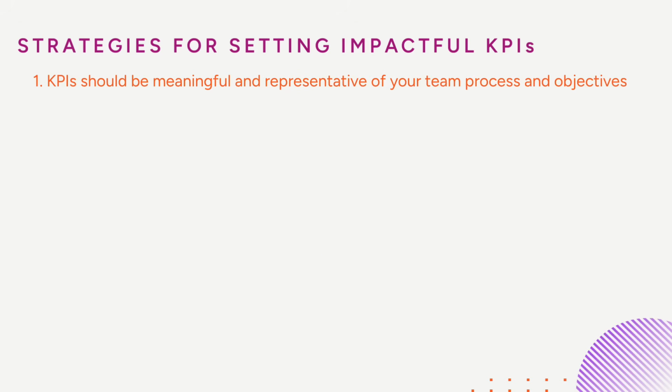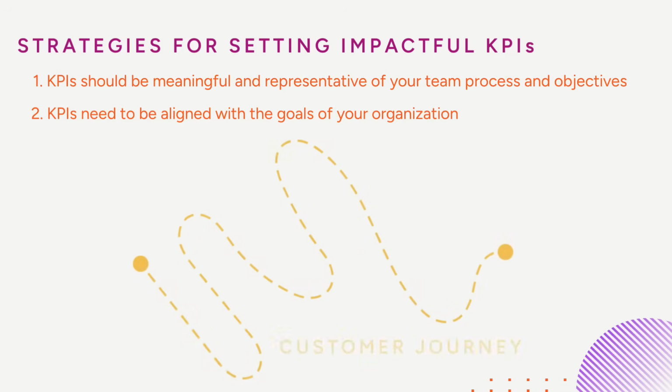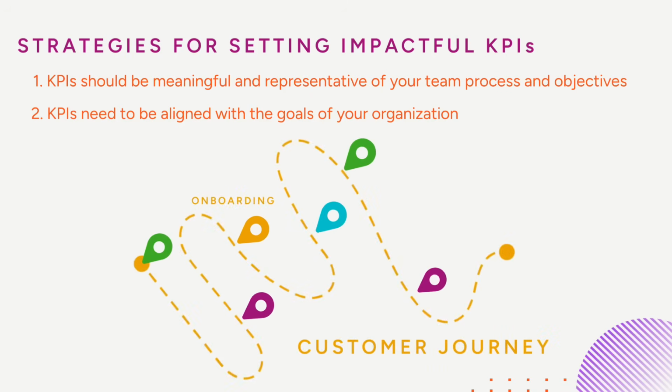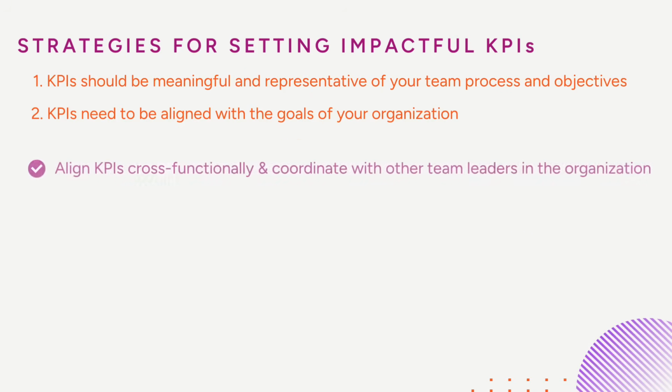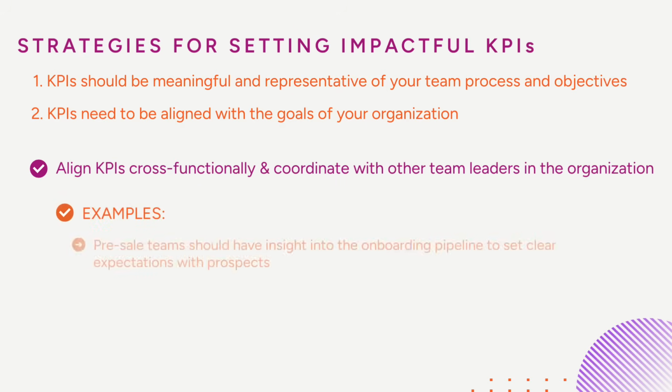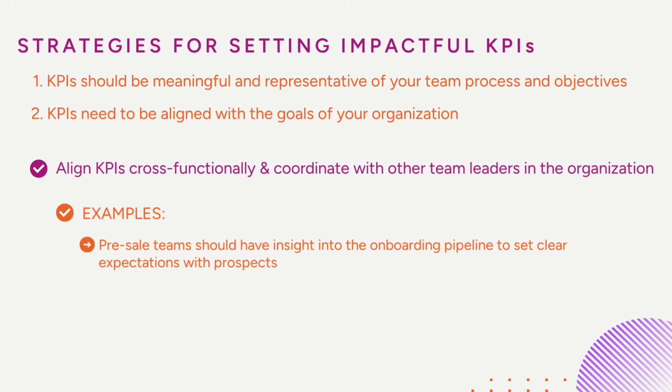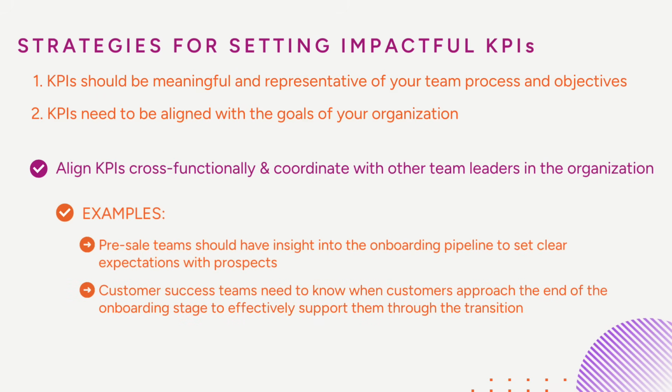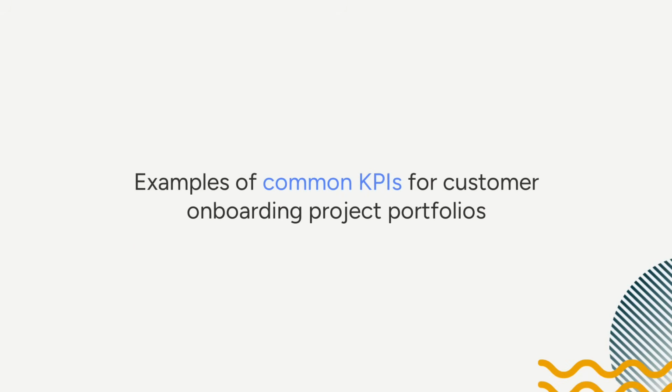The next general strategy is that KPIs need to be aligned with the goals of your organization. After all, customer onboarding is one of many pieces of the larger customer journey. This means that your KPIs need to be cross-functionally coordinated and meaningful to other team leaders within the organization. For example, the pre-sale teams should have insight into the onboarding pipeline to set clear expectations with prospects. Meanwhile, the customer success team needs to know when customers approach the end of the onboarding stage to effectively support them through the transition.